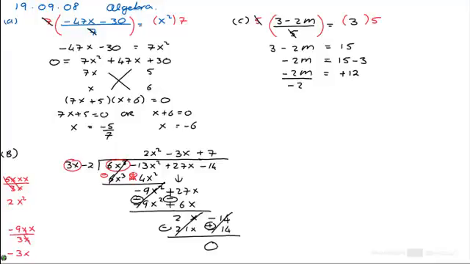Divide both sides by minus 2. And your m value is minus 6. Moving along, part D. Fairly straightforward.